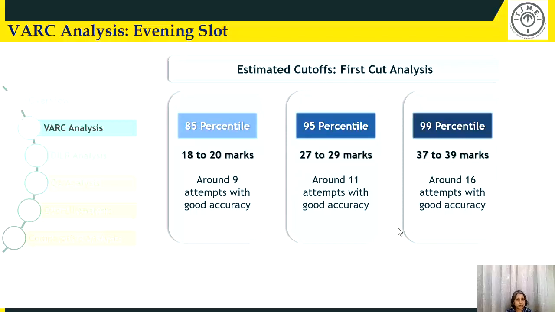And like I mentioned earlier also, a really good score and a really good attempt would be 3 RCs plus VA. So 16 to 18 is a very good number of attempts with good accuracy. You can expect to get 99 odd percentile. But the cutoff should be in the range of 18 to 20 marks.